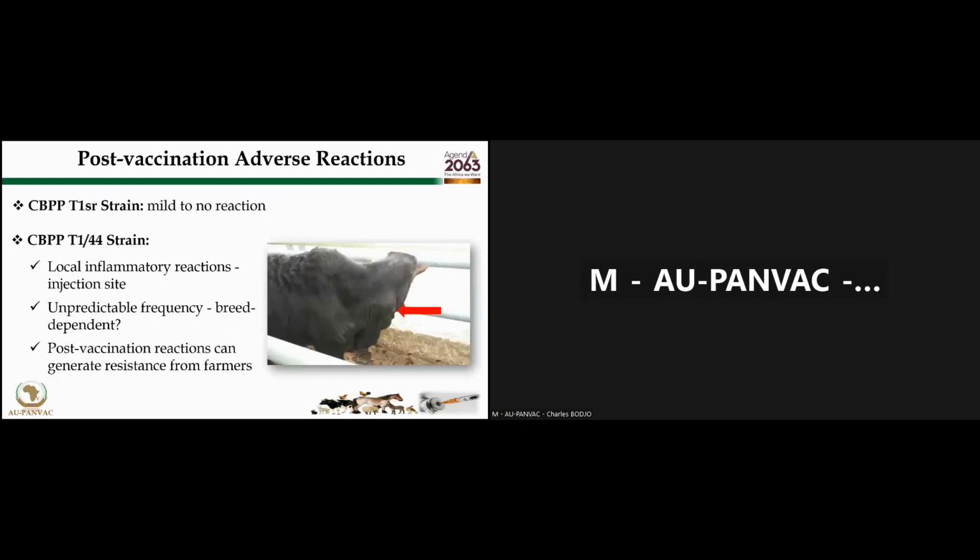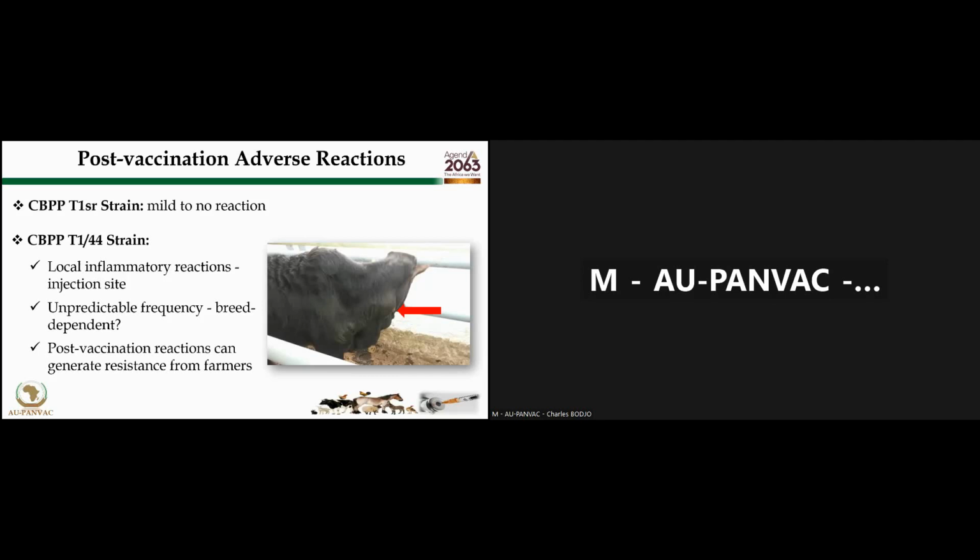And coming to the adverse reactions with the different strains: using T1SL we almost don't have any adverse reaction, but with T144 we can have some local inflammatory reaction. This also depends on the breed of the animals and on their age, and this reaction can happen.